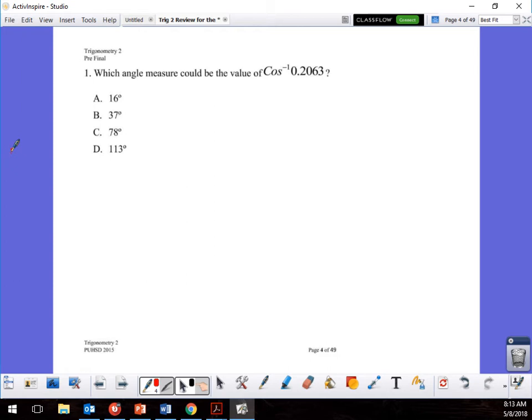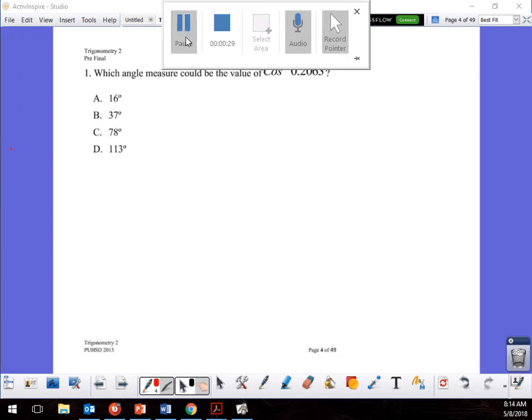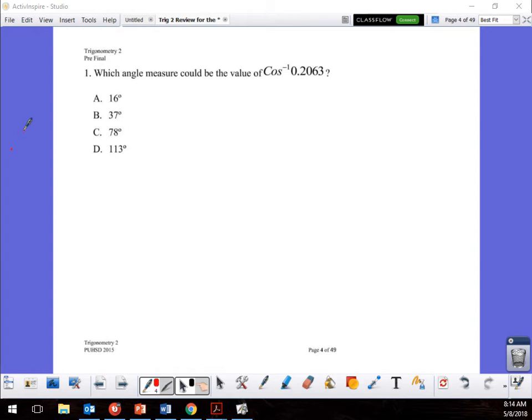Anyway. Alright, so if you have your calculator, you could probably do like 90% of this test without even trying. Alright, so the first thing I'm going to do, this says which angle measure could be the value of inverse cosine of that number. Now, you have to be able to read this. You have to know what you're talking about.